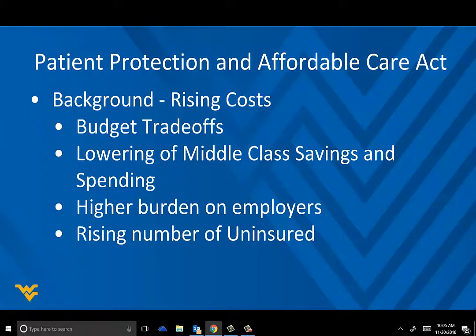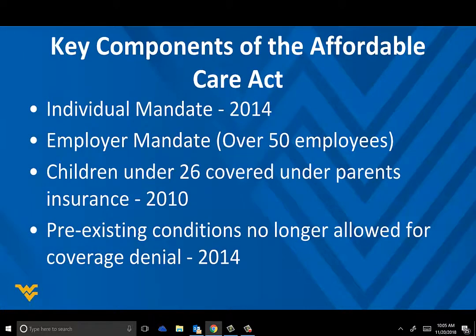And then there's a rising number of people who are uninsured. So leading up to the ACA, this was no shocker. This was an issue. We had to deal with it one way or another. So the Affordable Care Act was the way that Congress decided to go about addressing these rising costs. The key components of the Affordable Care Act that we have, there's the individual mandate. That's the one everybody has to have health insurance, right?